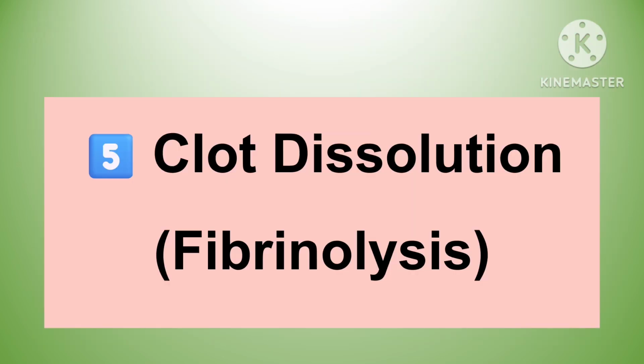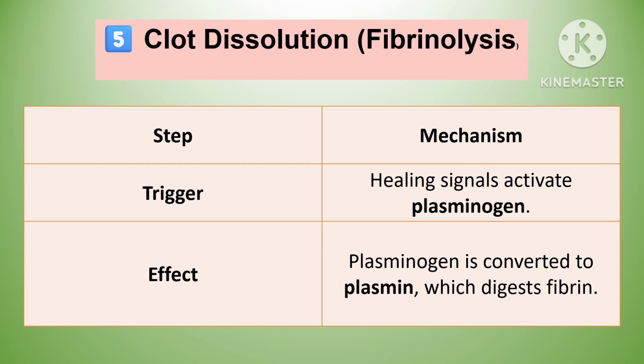Then finally comes the stage of clot dissolution or the fibrinolysis phase, where after the vessel is healed, the clot is no longer needed and it should be removed. Plasminogen is an inactive enzyme in the clot, and it is activated to plasmin by tissue plasminogen activator. Plasmin digests the fibrin mesh, breaking down the clot and restoring normal flow of the blood. This is a crucial step. If the clot does not dissolve, then the clot will persist and it may cause blockages in the circulation.